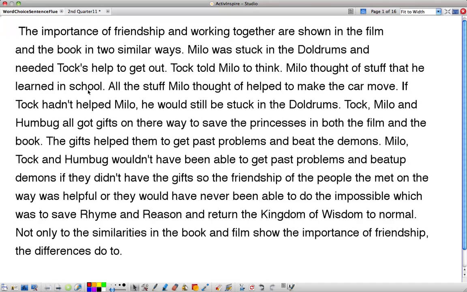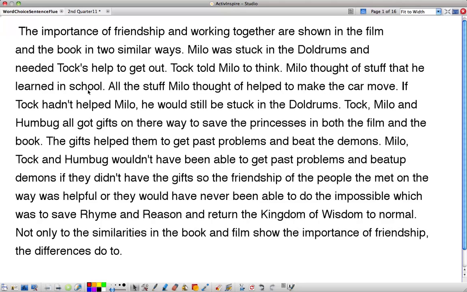Talk, Milo, and Humbug all got gifts on their way to save the princesses in both the film and the book. The gifts helped them to get past problems and beat the demons. Milo, Talk, and Humbug wouldn't have been able to get past problems and beat up demons if they didn't have the gifts, so the friendship of the people they met on the way was helpful, or they would have never been able to do the impossible, which was to save Rhyme and Reason and return the kingdom of wisdom to normal. Not only do the similarities in the book and film show the importance of friendship, the differences do too.